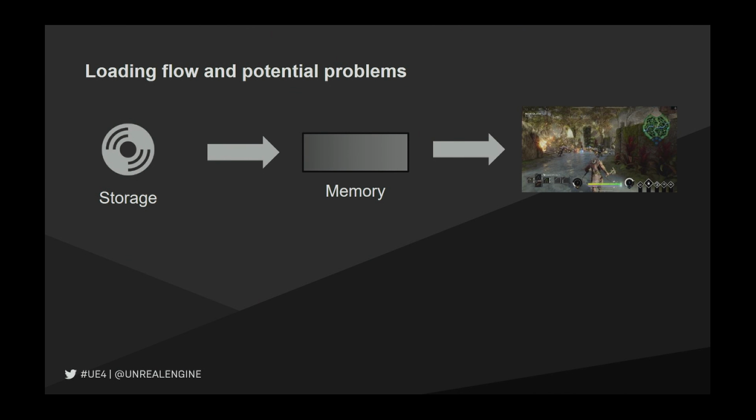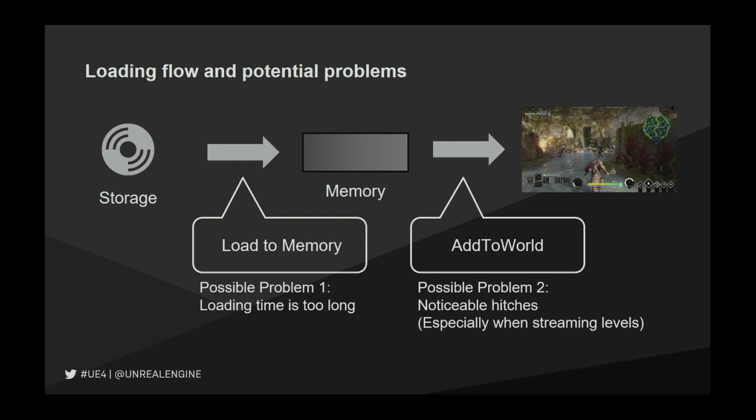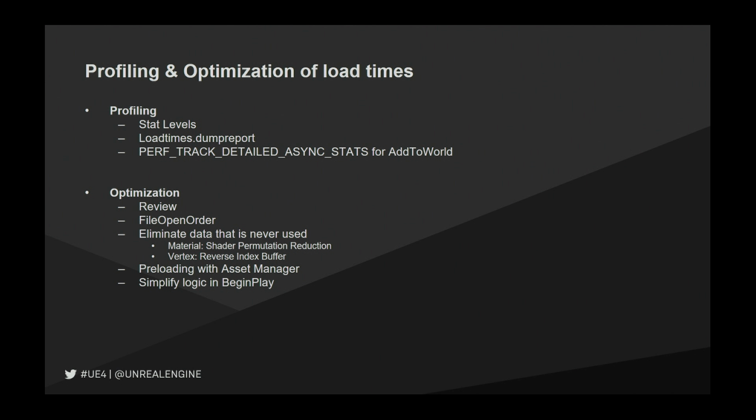So when loading, there's basically two kinds of possible problems that can occur. The first is that actually reading the data from storage into memory takes too long. And the second is that adding actors into the world and initializing object state takes too long. The latter usually shows up more commonly as hitches during level streaming. So I'll go over some methods of profiling these problems, and then I'll talk about some ways to optimize and fix them.